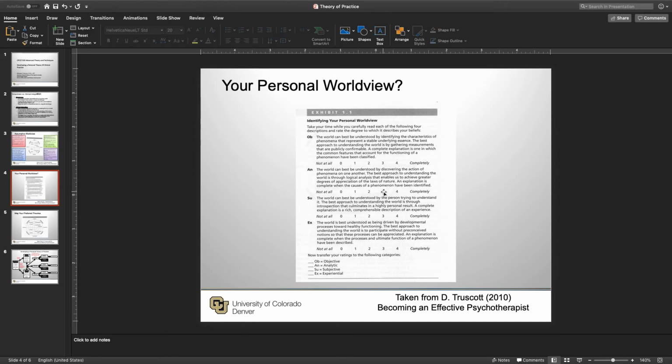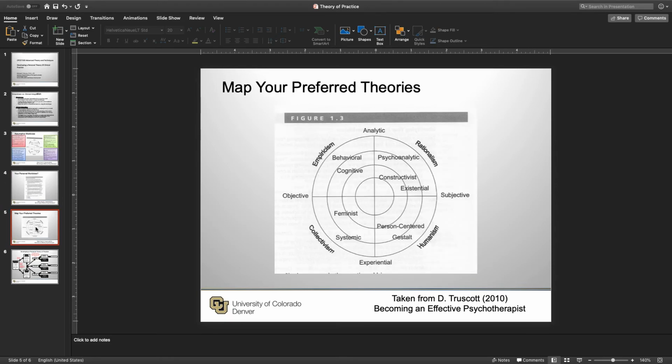And the score that you give yourself, if you go to the next slide, in the empirical side, you would put a little dot in this quadrant, or in the rationalism side, you may be a 3, and so you're out here. Humanism, you may be fully on board, so you're out here. So you begin to build a matrix of where you fall within each of these perspectives.